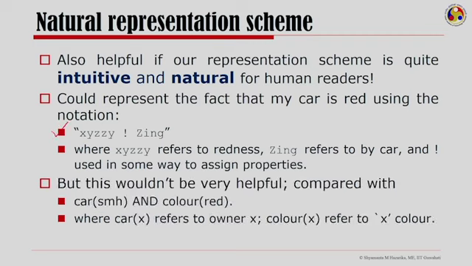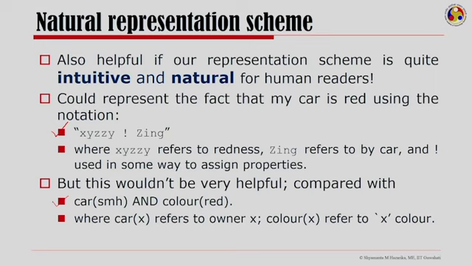Contrast this with the following. Let us write something like car(SMH) and color(red), where car(X) can refer to the owner X and color(X) can refer to the X color. Now, the second group of statements that I have written is more understandable or natural in some way than the first one. A knowledge representation language needs to be something along the second line rather than the first, which is very incomprehensible.